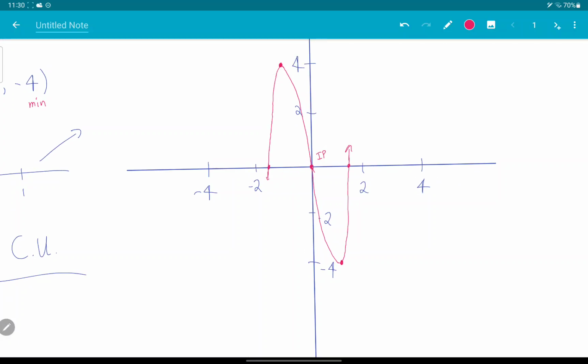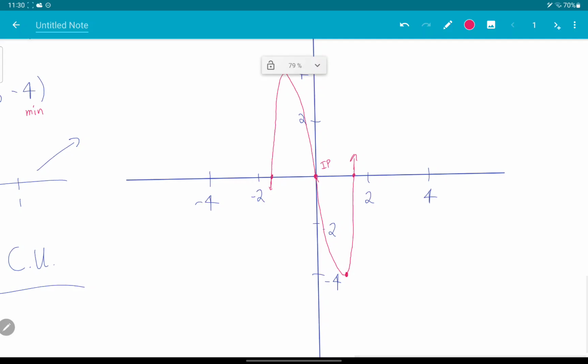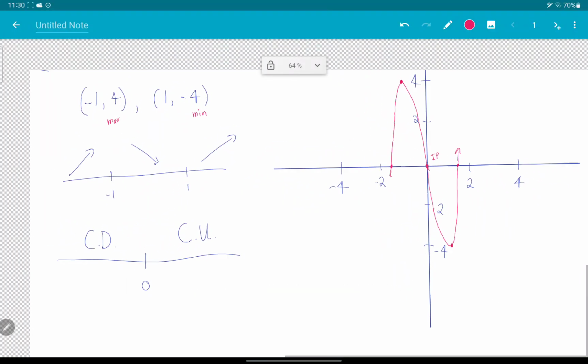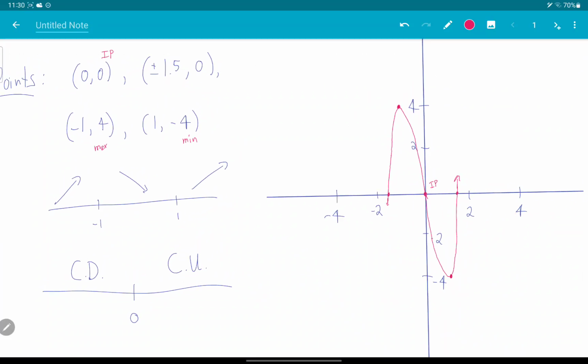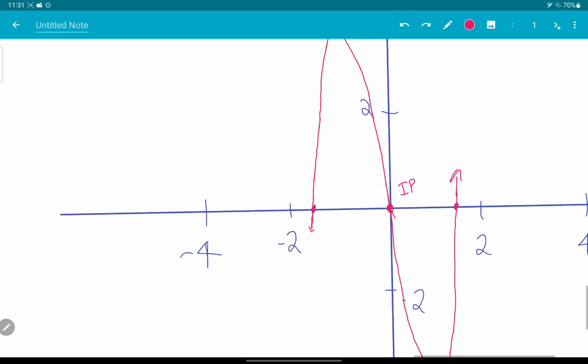So often you just connect the dots quickly and intelligently. And then you just go back and check that your drawing makes sense with all the pertinent information over here. Okay, so again, the IP is tricky to get right. I want it to be concave down here, then concave up here. That's tricky. So just make sure you put a little label there on your inflection point.